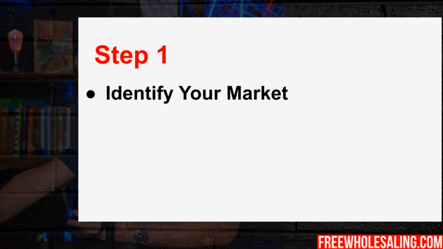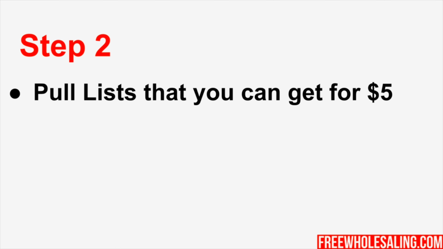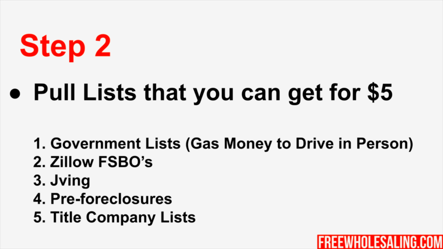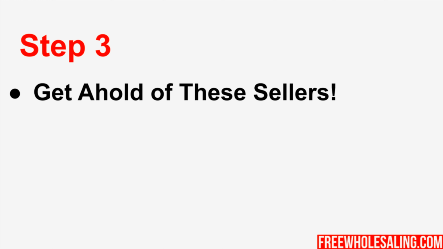We're going to identify our market. We're going to find a good market. We're going to find what marketing is going to work best. And then from there, we're going to pull a list we can get for $5. We have government lists, Zillow for sale by owners, JVings, pre-foreclosures, title company lists, all this stuff, guys. My top government list, again: probates, water shutoffs, code violations, liens, arrest records, any list. And if you combine it with any list above, no one really talks about these lists because nobody really wholesales real estate. These gurus are crazy.